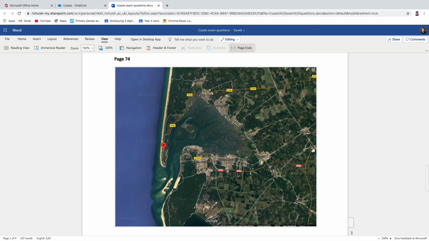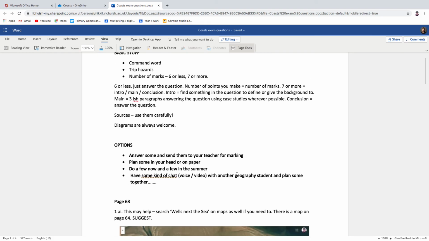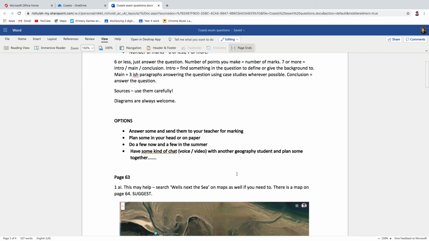So as I said, going back to the beginning, you've got various options of what you may wish to do. If you do want to send them for marking, great, but can you just be patient with us, please? We are genuinely happy to look at them. It's just it might take longer for us to get them back to you than usual, that's all.